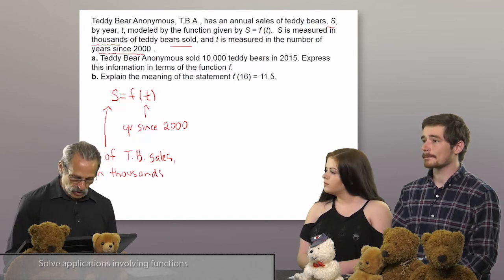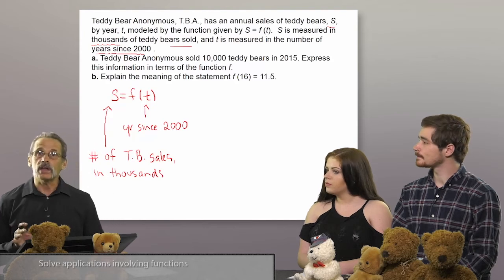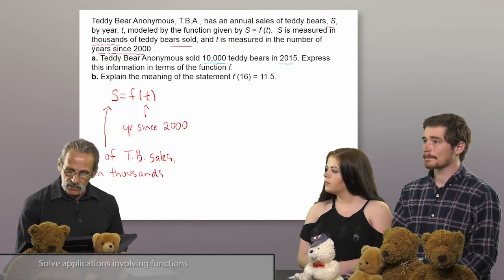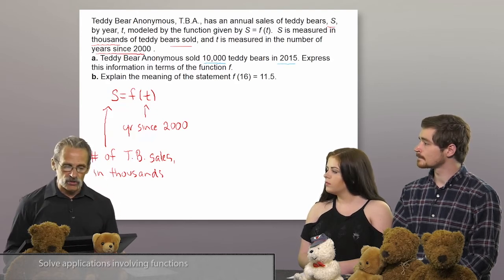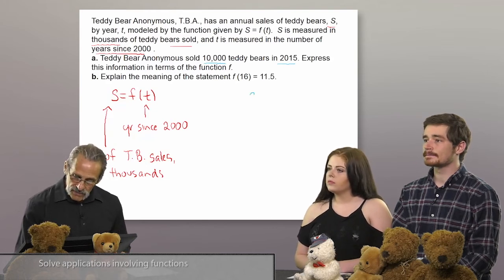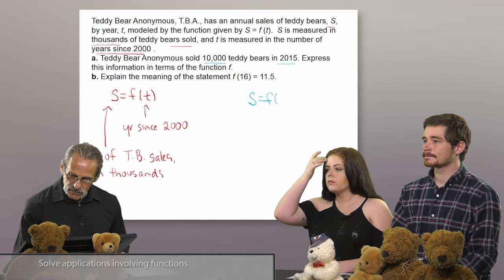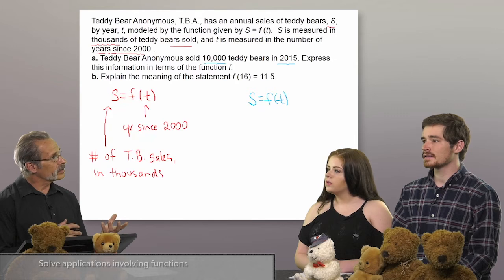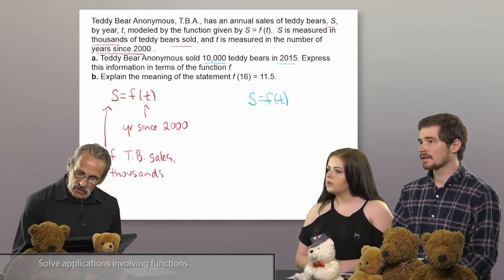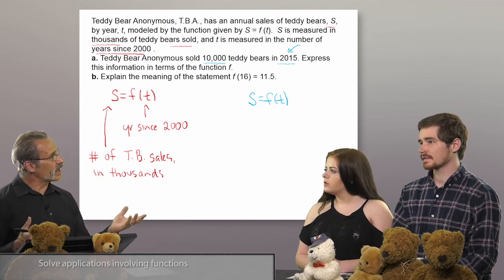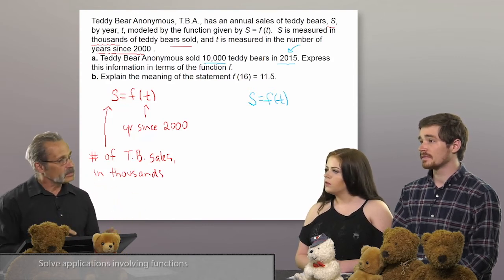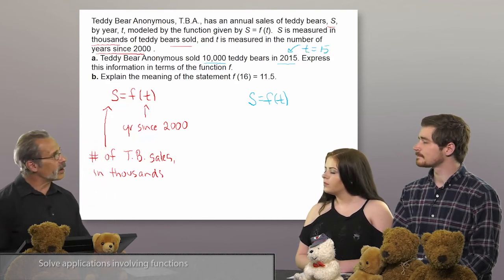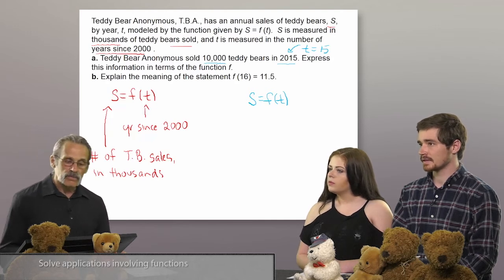Let me switch colors here. Teddy Bear Anonymous sold how many teddy bears? It looks like they sold 10,000 teddy bears in 2015. We want to express this information in terms of the function f. So we have S is equal to f of T, and our input for part A is T. T represents the number of years since 2000, so what is the actual value of T? T is 15. Very good. And then the output is 10,000.